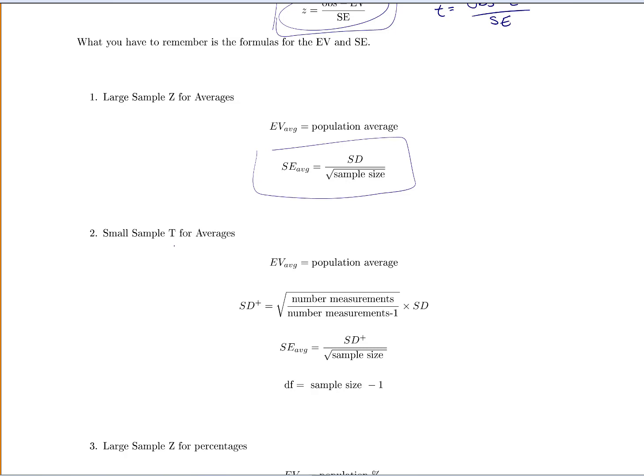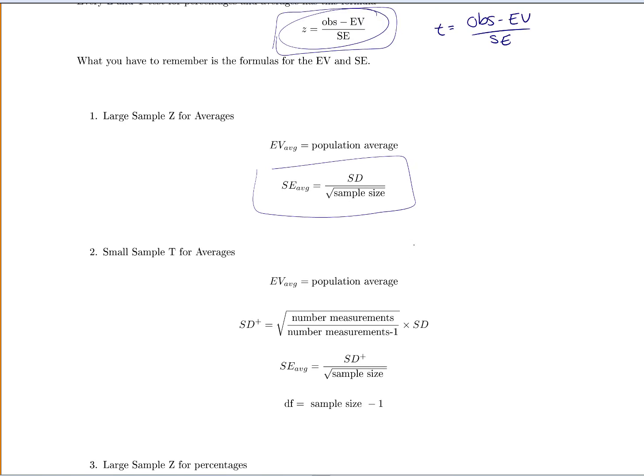Okay, small sample t-test for averages. Well, it'll be the same thing. We just have that test statistic up here. But you'll do expected value of average is equal to population average, if the null is true. Every single one says if the null is true. It's not written down, but that's implied. But for your small sample t-test for averages, you have to remember to correct. You'll have to do the SD plus is equal to square root of number of measurements over number of measurements minus 1 times SD. This one will be on your formula sheet.